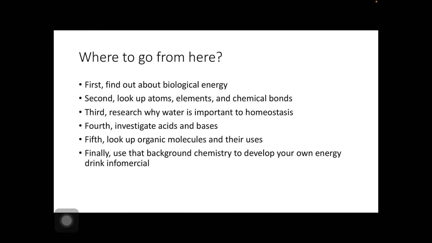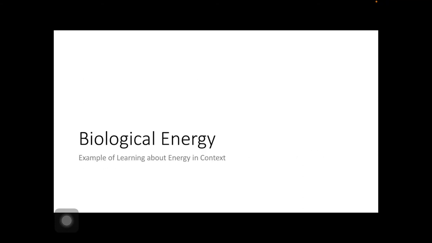If we add carbonation to our energy drink, that's going to make it acidic. So we need to understand acids and bases. Finally, we want to start looking up organic molecules, proteins, carbohydrates, and nucleic acids, and lipids, and what do those things do? And do we want to put them in our energy drink? We're going to use all that information to come up with our own brand of energy drink and the infomercial that tells us about it.